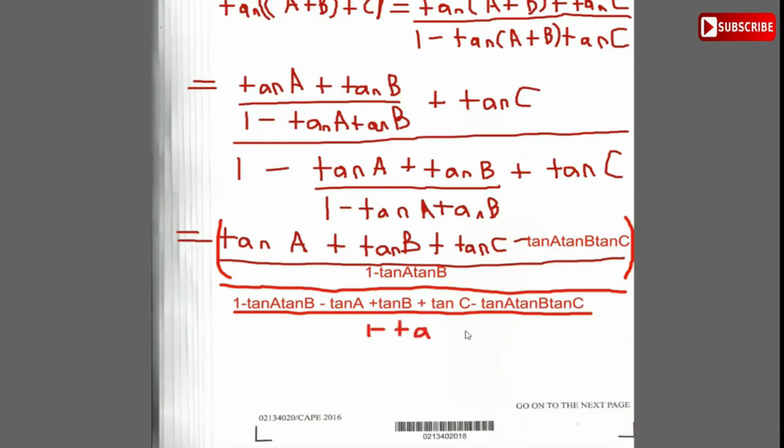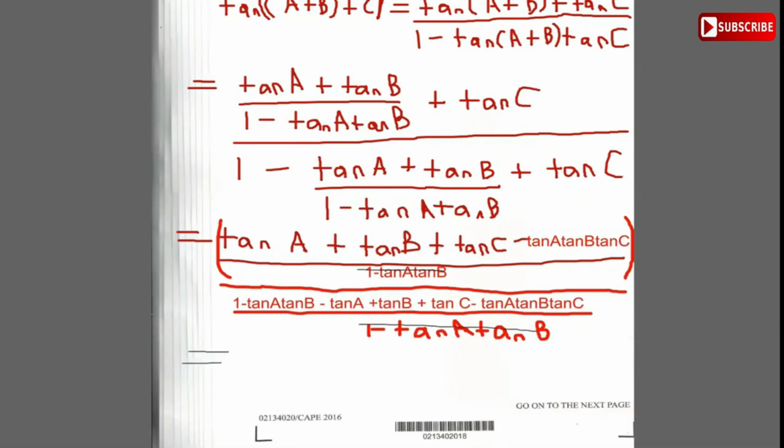And then remember, when you have these fractions, how you do it. If you have a fraction being divided by another fraction, it's like this fraction multiplied by the reciprocal of this fraction. And so the middle portions are going to cancel each other. What am I saying? This 1 minus tan A tan B is going to cancel the 1 minus tan A tan B. We're going to be left back with the numerator over this part.